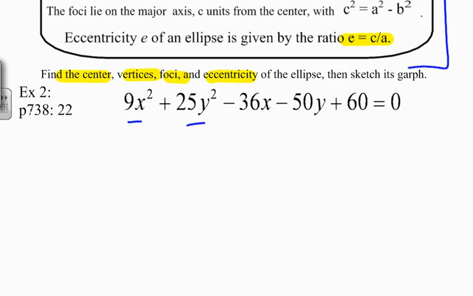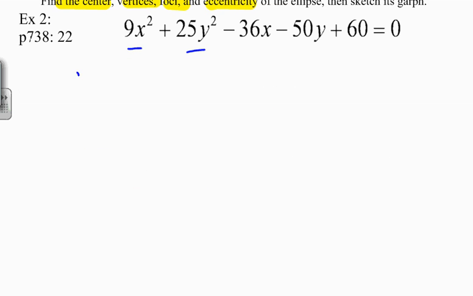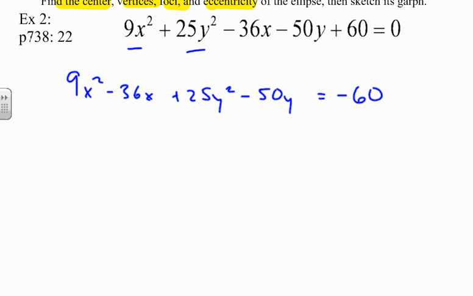So right here, let's do this. Sorry for getting everybody dizzy. But we have 9x squared minus 36x, plus 25y squared minus 50y. And I want to subtract the negatives and put negative 60 on the other side because we're not going to use that right now. So we get all of our x's and all of our y's together.